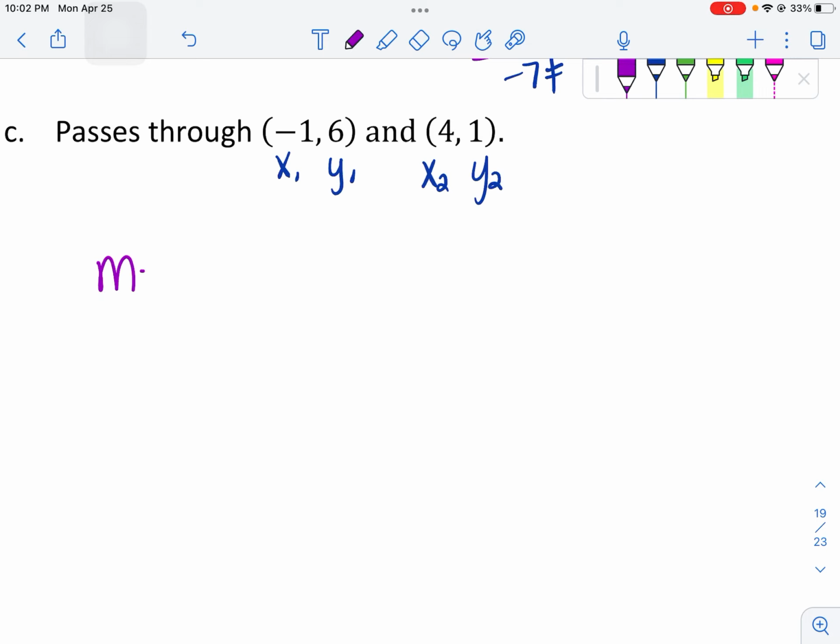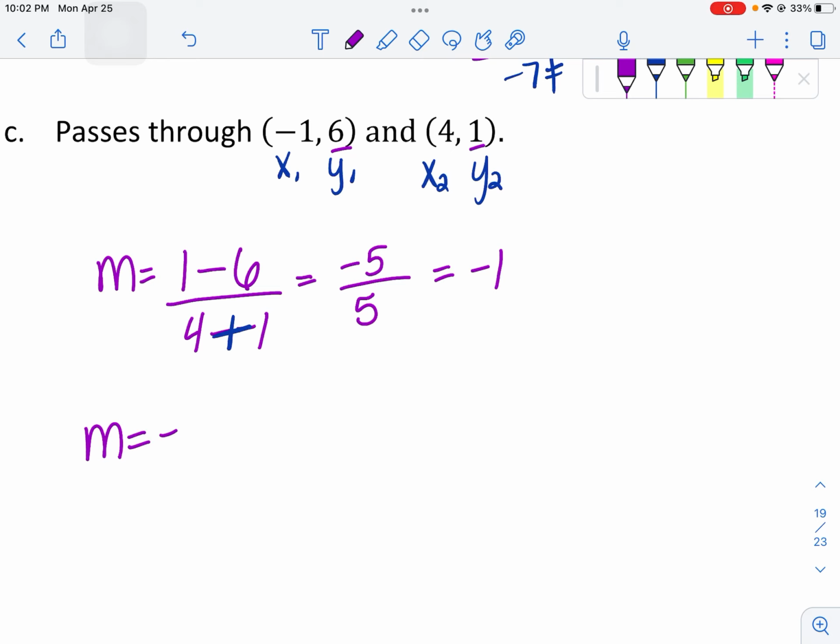So let's find the slope first. It would be y2 minus y1, so 1 minus 6 over x2 minus x1, so 4 minus negative 1. 4 minus negative 1 is going to be plus 1. So 1 minus 6 will be negative 5, and 4 plus 1 is 5. So that simplifies to negative 1. So I have a slope of negative 1.